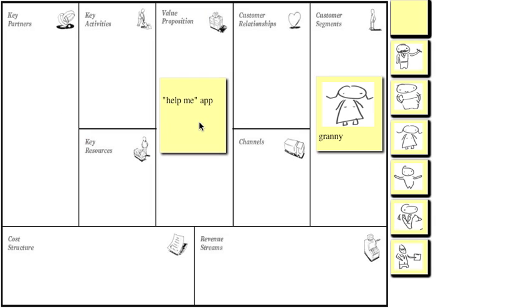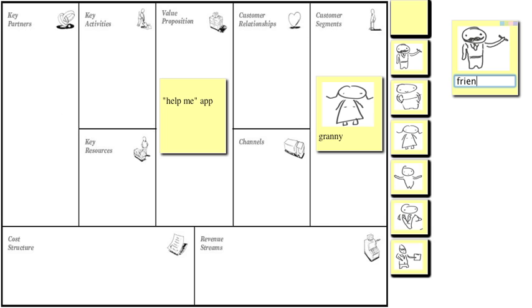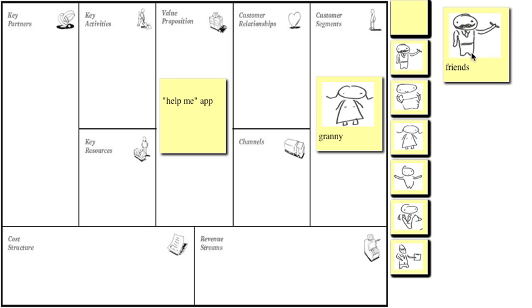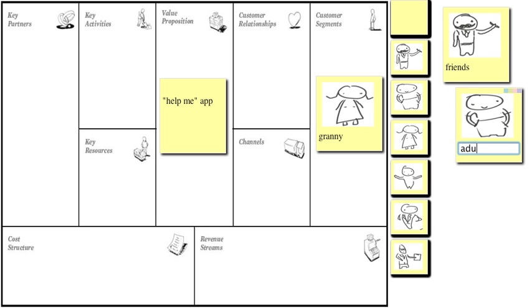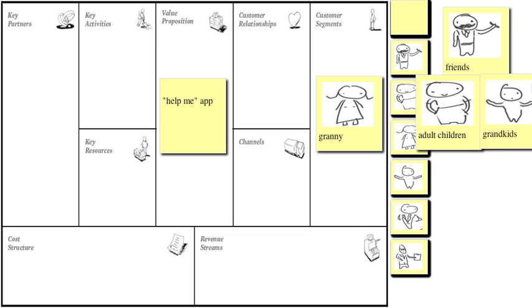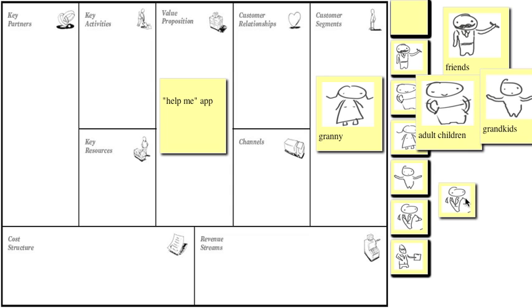Anyway, so grannies. The first thing to do, which tends to be really helpful, is to think about the other people who care about Granny getting this value proposition. So it could be her friends, this elderly strapping gentleman. It could be her adult children, the grandkids. All of these people basically want her to stay safe. In case there's an emergency, they want help to be able to get there.